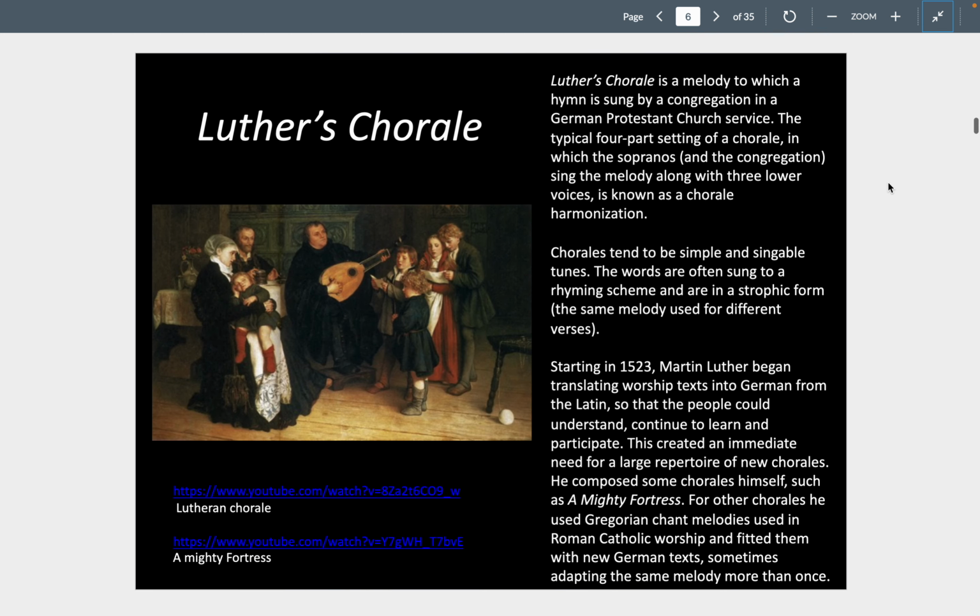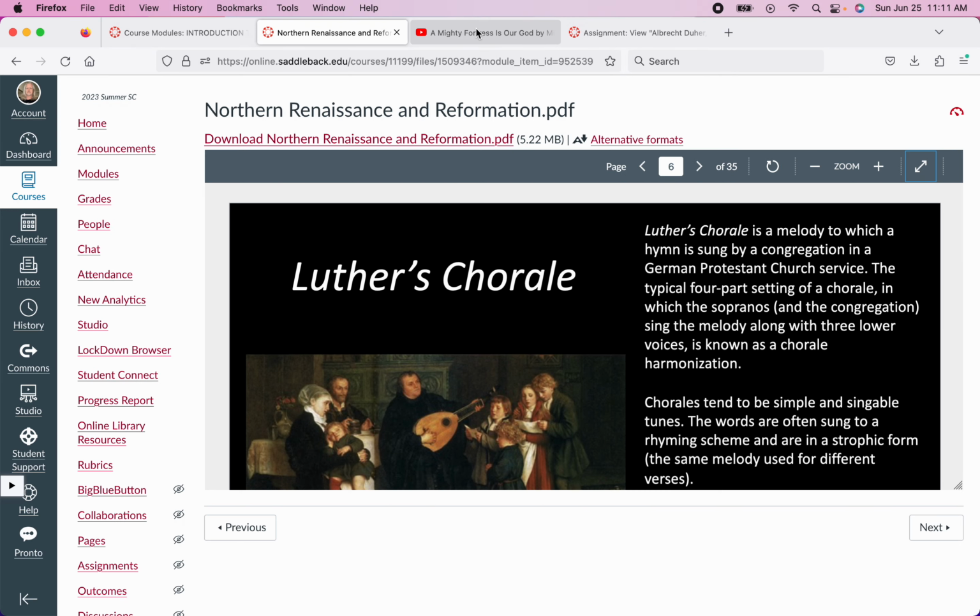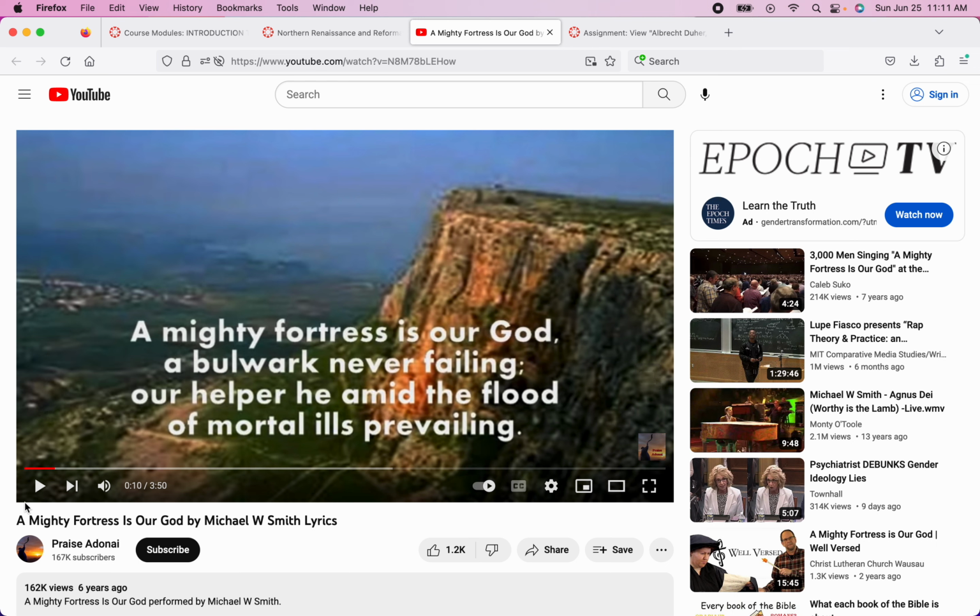And also, he is going to help invent a form of music called the choral. So a choral is a melody in which the hymn is sung by the congregation. So think about this. Up till now, the singing in the church is done by professionals. But now Luther not only wants the congregation to be literate in the Bible, but also participate. He writes several chorals, and Our God is a Mighty Fortress is still a choral that is sung today.